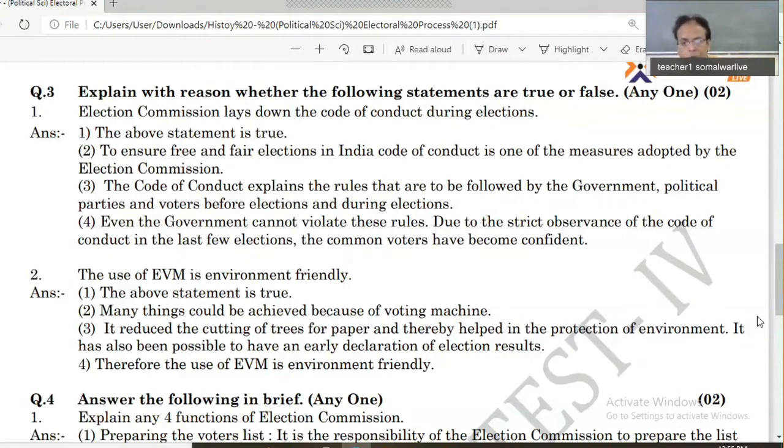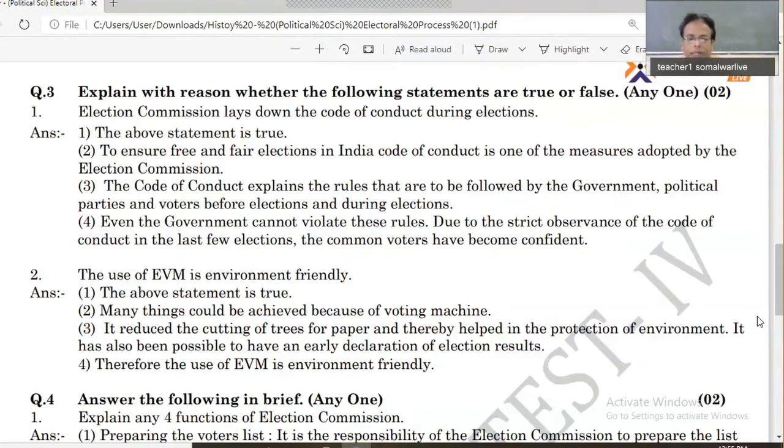As I told you, you will copy down the given statement and then write: the above statement is true. If it is false, then false. You simply can't write only true, or only false. That is not expected at all.